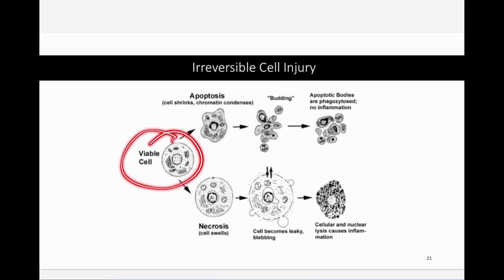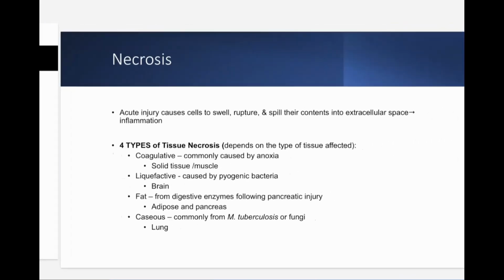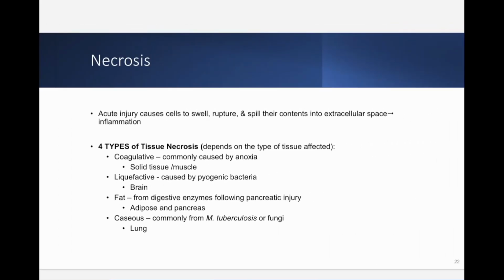So we have a viable cell. If it undergoes apoptosis, it just starts getting smaller and smaller, and it just kind of shrinks. And eventually, all these little cells are then phagocytized and taken away by the phagocytes. If it undergoes necrosis, it starts getting swollen and starts to leak. And the cells kind of lyse, and all the contents inside break out. So that's necrosis or apoptosis. These are the only two pathways that irreversible cell injury is going to cause. When it comes to necrosis, okay, it causes the cells to swell.